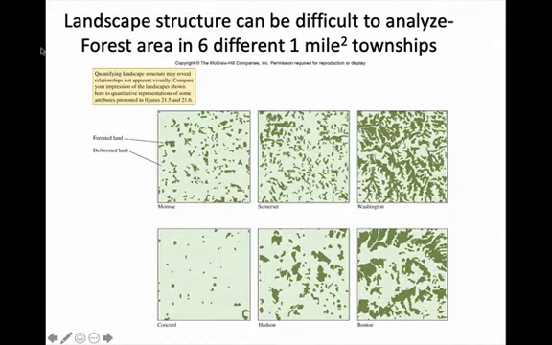So let's just have a look at how difficult it can be to get a handle on landscape structure. So what we've got here is a series of pictures of the forested area in six one-square-mile townships. So this is 640 acres each. And what you see is you've got some townships that have very little forest left, like Concord down here at the bottom left, and to a lesser extent Monroe here on the top left, and then other townships that have much more forest, like over here on the right, Washington and Boston.